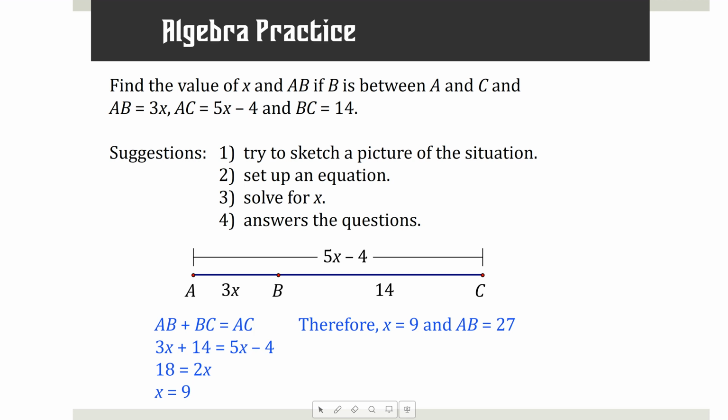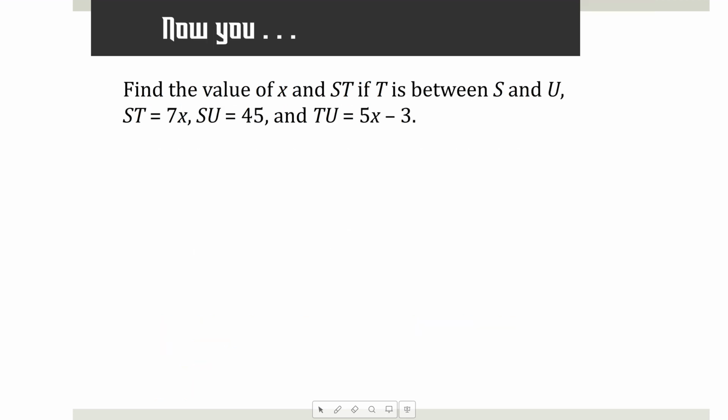Okay? Now, one thing we do know is that 3x might not be equal to 14. A common mistake with these problems is you automatically assume that B is in the middle. It's not. That comes later. Okay, questions on this? We're good? Excellent. Solve that one.